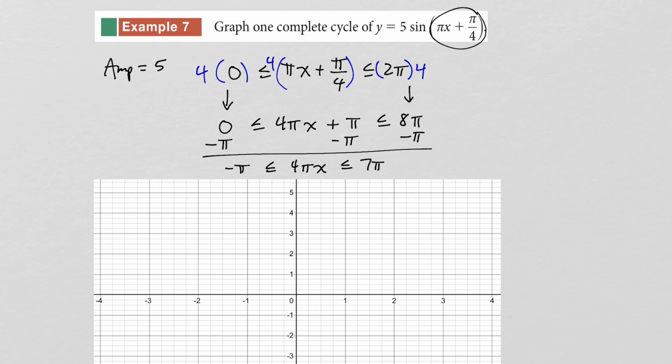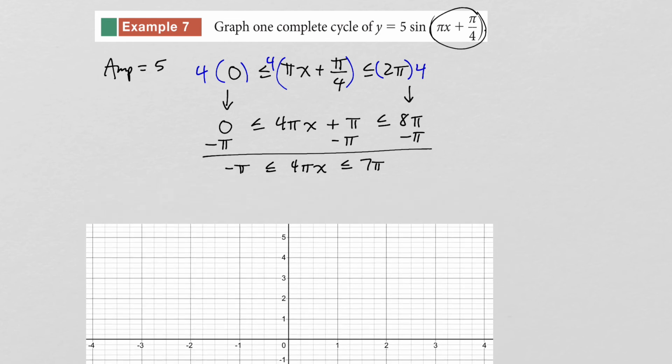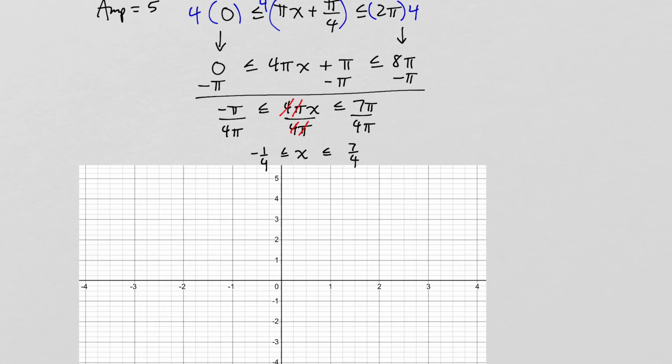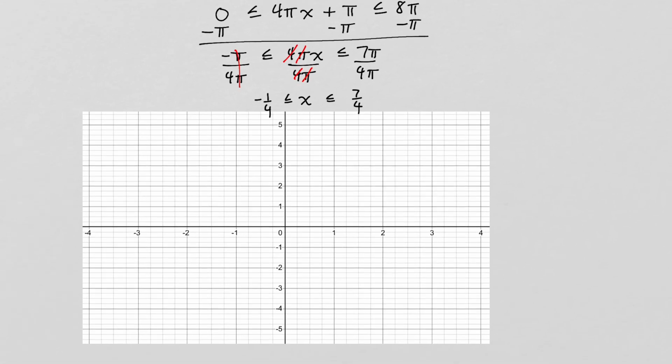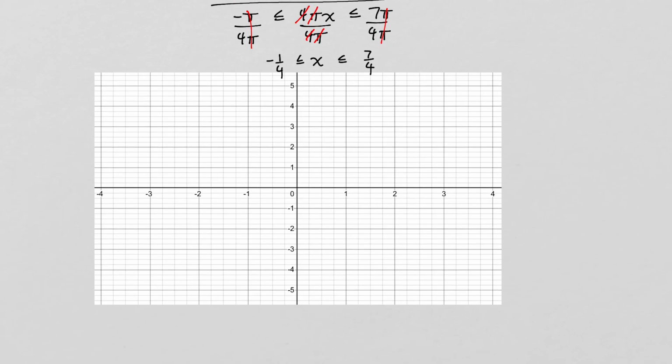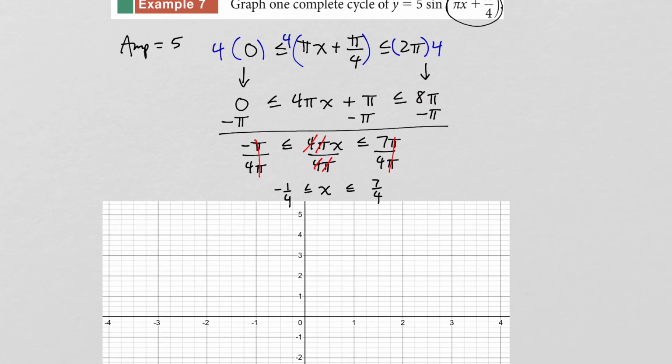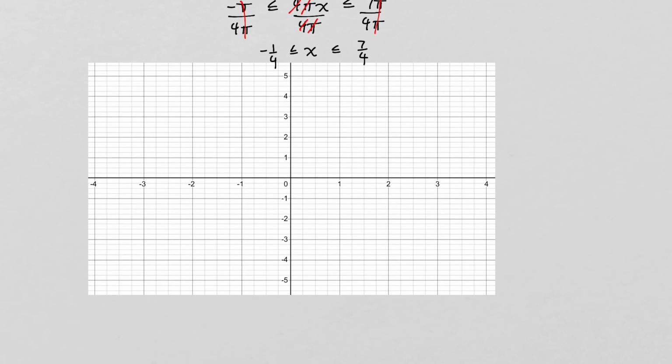And finally, to solve for x, I need to divide by 4 pi, right? Because I'm trying to get x by itself here. And so that gives us x is in between 7/4 and -1/4, right? Because these pi's here cancel out. And remember, the amplitude is 5, and we are doing a sine graph.